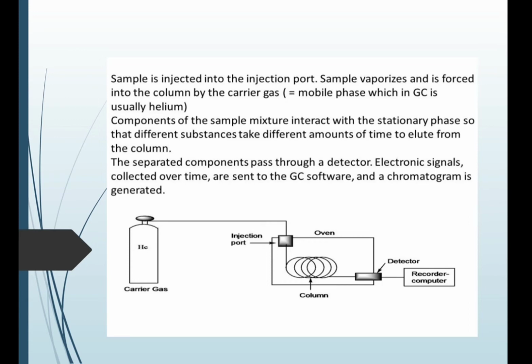Then components of the sample mixture interact with the stationary phase so that substances take different amounts of time to elute from this column. The separated compounds pass through the detector. We will get the electronic signals collected over time, that is the retention time, and that will be sent to the gas chromatography software, that is GC software, and the chromatogram is generated on the recorder. So this is all about the block diagram of a gas chromatography.